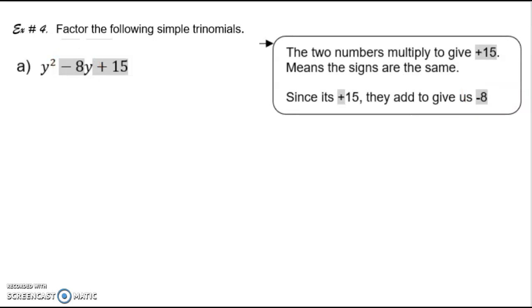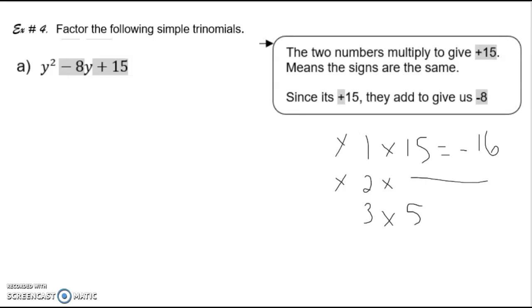So off to the side, I just like to start off. I could do 1 times 15, that gives us 15. But if they were both negative, that would give us negative 16. So it's not that one. 2 times anything gives us 15? Nope, there's nothing there, so we're not going to count that one. 3 times 5 gives us 15. And if they were both negative, that would add up to negative 8. So we have figured it out.